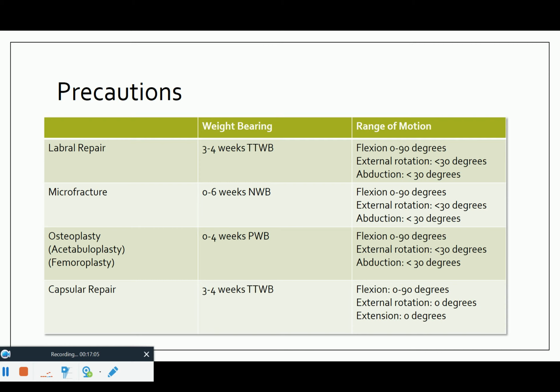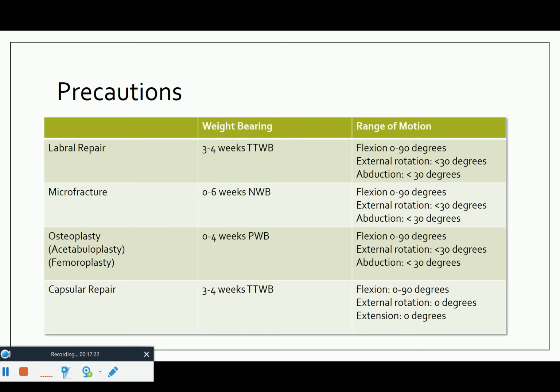Osteoplasties, so as we talked about before, acetabuloplasties and femoroplasties, these, if there's no labral repair with this, they can be partial weight bearing for 0 to 4 weeks, and really around that 2-week mark you can start weaning them off the crutches.